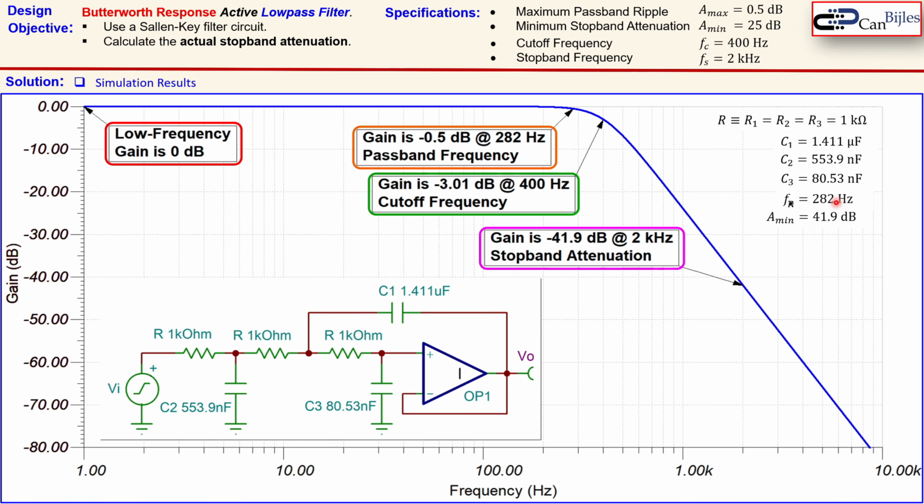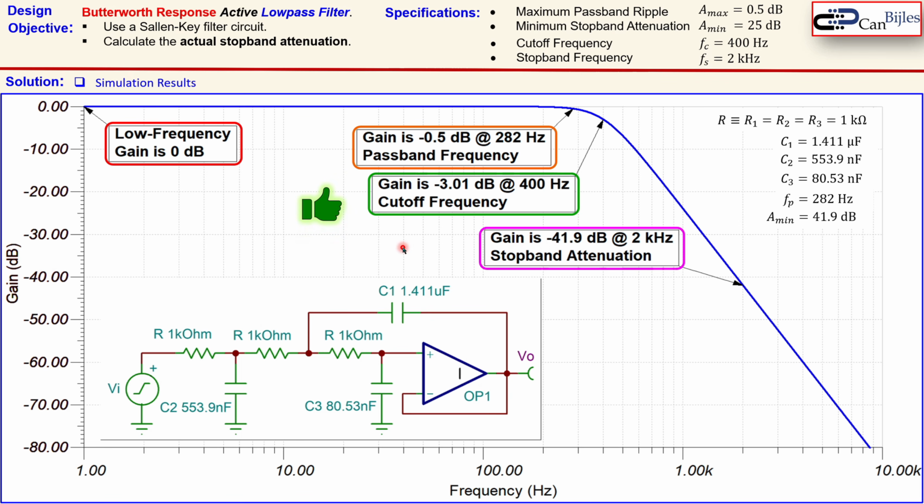So this is also as we have calculated, and that means we have also much larger than the 25 dB we require to have. This was the minimum. So if we look at our results, this is almost 42 dB. So we have achieved our goal.